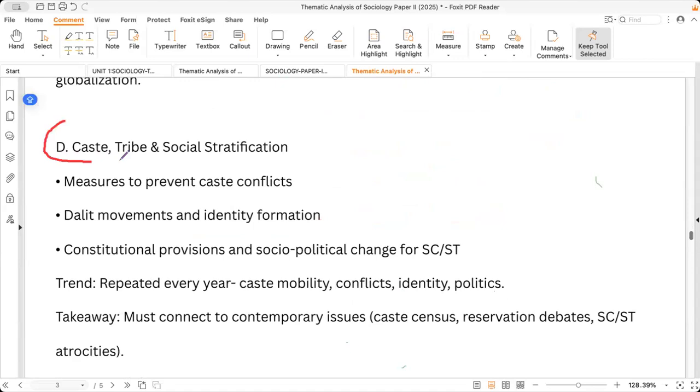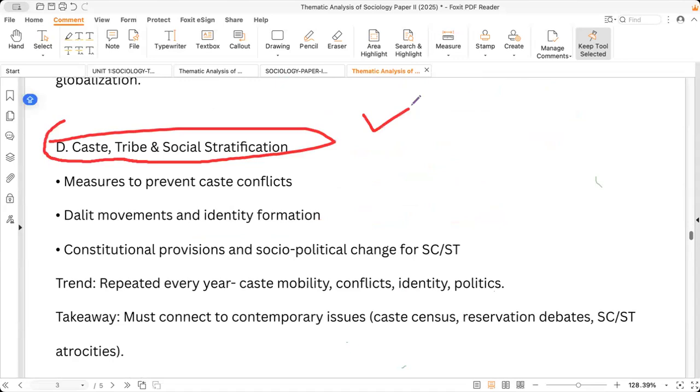Then the D part, caste, tribe, and social stratification. So caste, tribe, and social stratification, as I said, one question will come from caste, one from tribe, one from social stratification. So measures to prevent caste conflicts. What measures can be done? There are so many things which have been given in your sociology syllabus as well.